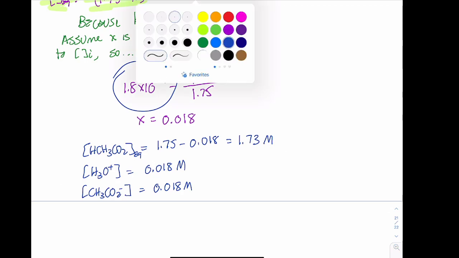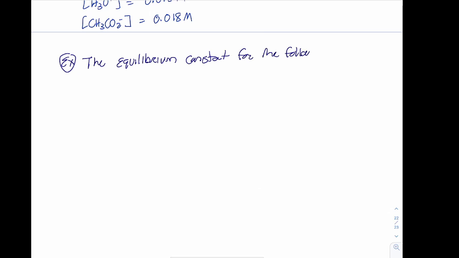One more example for us. And we're going to do the same thing. I'll write down the problem, and then I would really like you to work it on your own. And then you can come back and check the solution. So the equilibrium constant for the following reaction is 129.